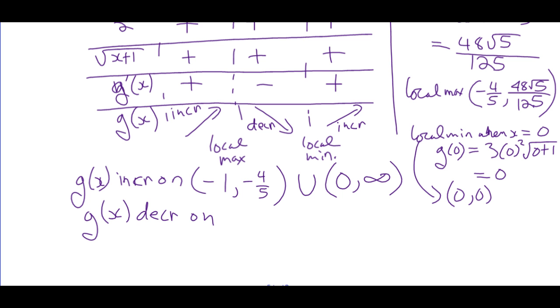And it's decreasing just in this interval, which is -4/5 to 0. And you're always looking at round parentheses, because at -4/5 the critical number is not included in the interval. It's not part of the increase or the decrease where the derivative hits 0 or does not exist. And same thing here, these guys.